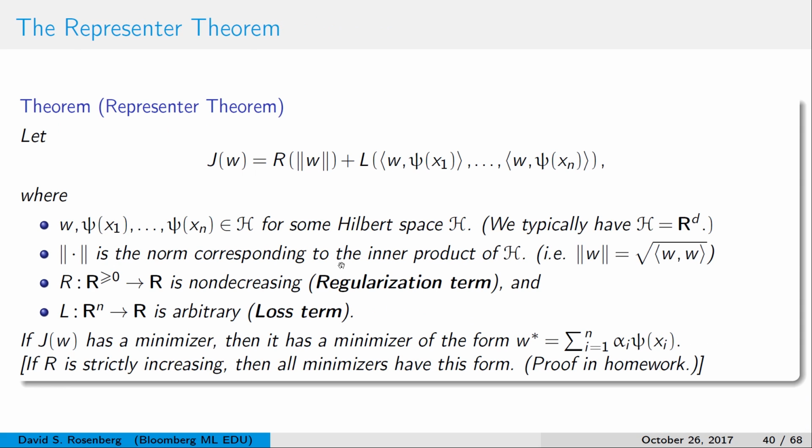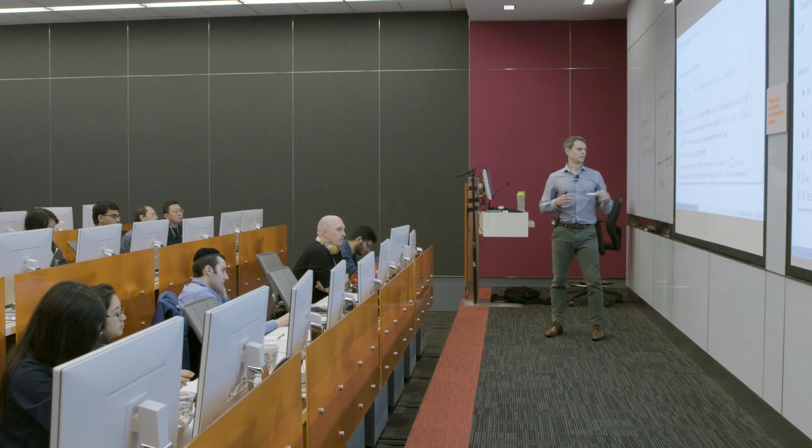Okay. All right. So here's the theorem. It looks heavy, but it's actually light. Everything that I've written here is just restating what I've already said to set up the problem: R being non-decreasing, L is arbitrary, the norm corresponds to the inner product. The key result is quite concise and quite interesting. If this objective function has a minimizer, then the form of the minimizer is very specific. The form of the minimizer, W star, is a linear combination of the psi of x_i's. It's a linear combination of the featurized input vectors. Does that sound familiar at all?